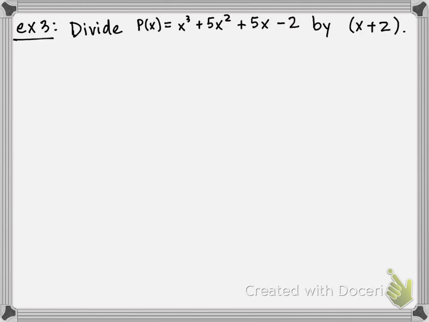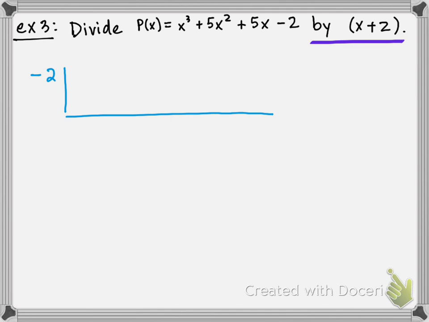Okay, example 3. Example 3 leads us into divide p of x, which is x cubed plus 5x squared plus 5x minus 2 by x plus 2. Now, I don't know that that's a factor, right? It doesn't tell me that this is a factor. So I'm going to use my 2 theorems, and remember, if I get a remainder, then that's not a factor. If I get a 0 as a remainder, it is a factor. Because that's a linear x plus 2, we're going to use synthetic division. I use my 0, which is -2, and I set up my synthetic division.